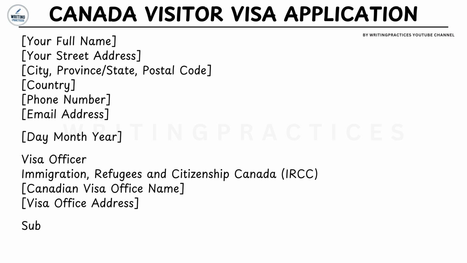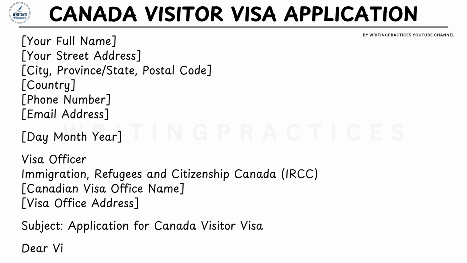Subject line. Next comes the subject line. Write, subject, application for Canada Visitor Visa. This immediately tells the visa officer what the letter is about. Keep it simple and professional. Salutation. Now write the formal greeting. Write, Dear Visa Officer. This is the standard formal salutation for Canadian visa correspondence. It keeps your letter respectful and professional.